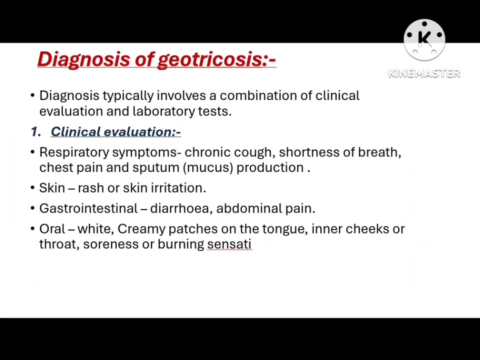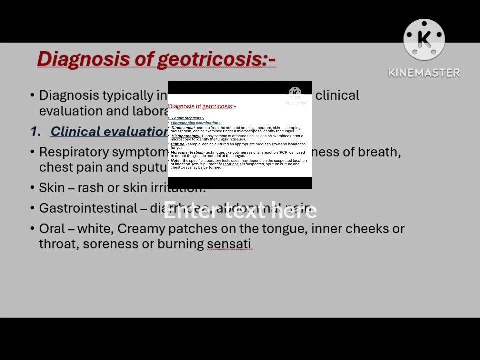Diagnosis of geotrichosis. Diagnosis typically involves a combination of clinical evaluation and laboratory tests. First, clinical evaluation. Respiratory symptoms: chronic cough, shortness of breath, chest pain, mucus production. In skin: rash or skin irritation. In gastrointestinal: diarrhea and abdominal pain occur. In oral: white creamy patches on the tongue, inner cheek or throat, soreness or burning sensitivity. These are the symptoms in the clinical evaluation of geotrichosis.